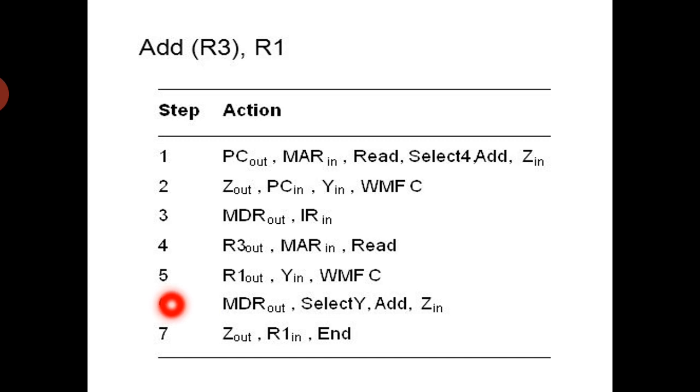In step 7, what control signals are activated? Z out, R1 in and end. So Z out control signal, R1 in control signal and end signal, these three are activated. Now we have to write a code word for step 7.